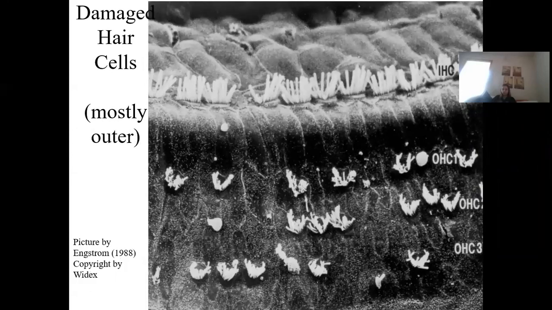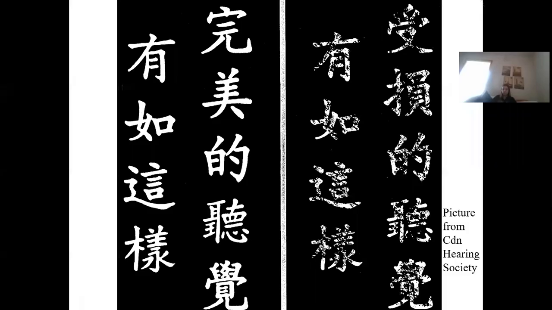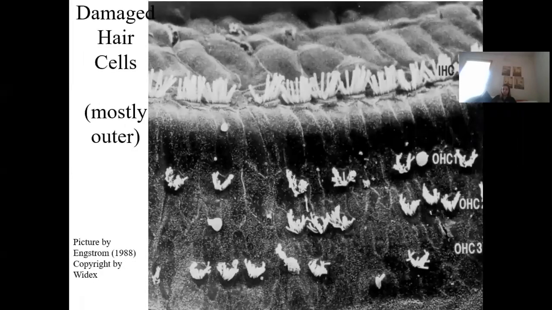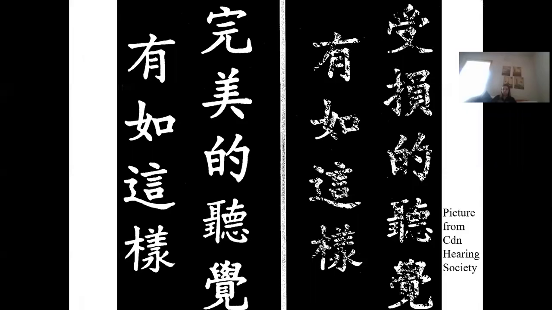How do you counsel? Perfect hearing looks like this. Impaired hearing looks like this. And it doesn't matter whether you're in the States or whether you're in Shanghai, China, because on the left here, this says perfect hearing looks like this in Chinese, and impaired hearing looks like this. So I always call these 4 slides my Matthew, Mark, Luke, and John slides. Those are my 4 gospel slides.